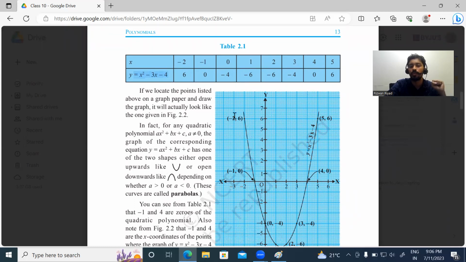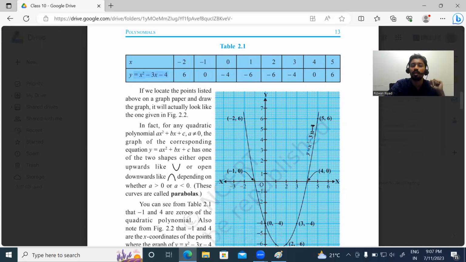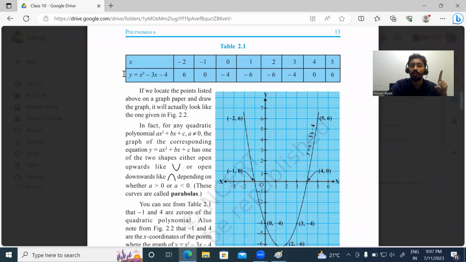You can see the graph of this polynomial here. This graph is representing that polynomial, x square minus 3x minus 4. How can we draw this graph? For that, you can convert it into an equation: y equal to x square minus 3x minus 4. Whatever the polynomial, equate it to y.